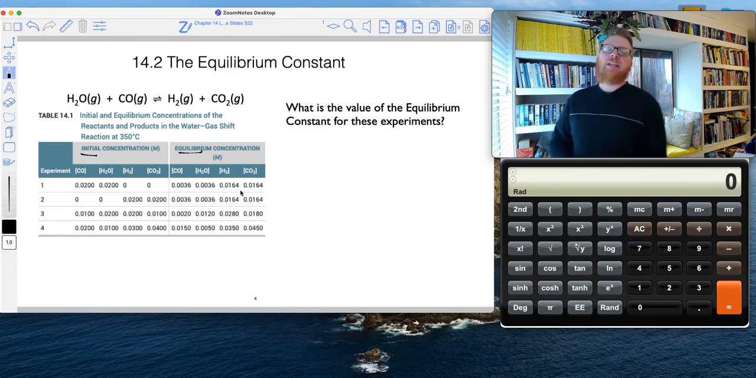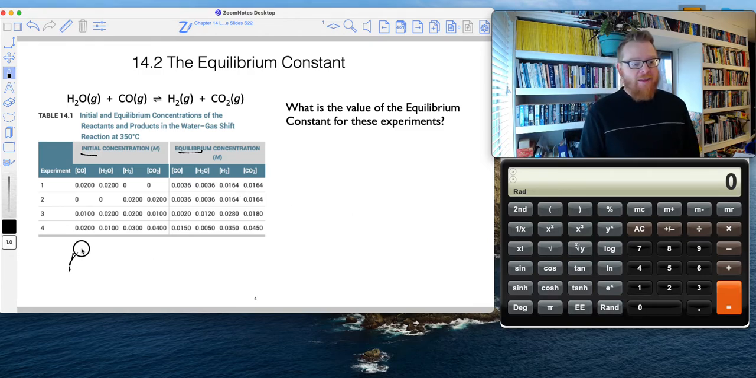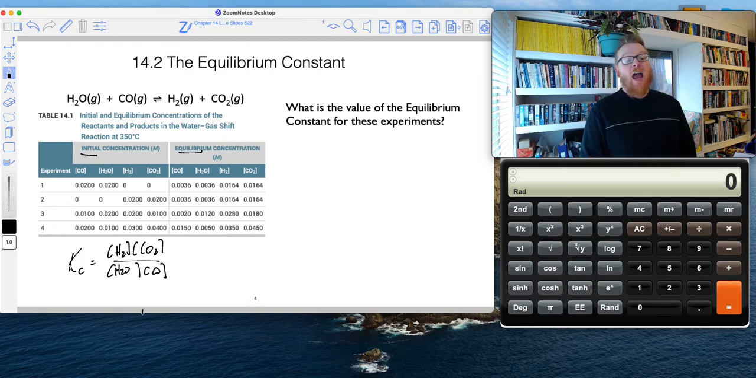So how do we calculate an equilibrium constant from this? All right. Well, we'll write the equilibrium expression for this reaction once again: products over reactants. So that's H2 times CO2, all divided by H2O times CO. And now what we're going to do is just plug that data in. Okay. So for example, if we do experiment number one, we're not going to use the initial concentrations. We're going to use the equilibrium concentrations.